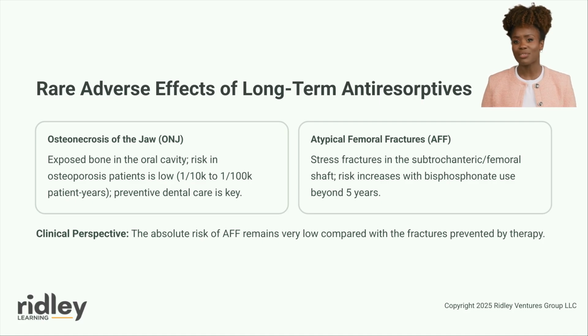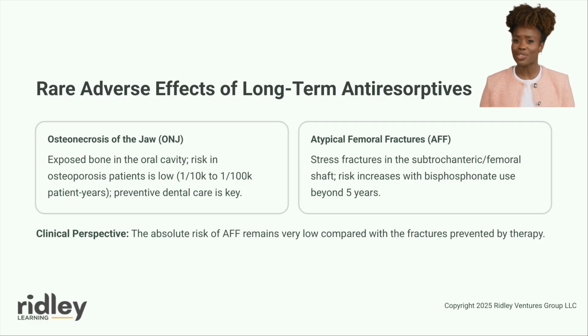Rare but serious adverse effects associated with long-term anti-resorptive therapy include osteonecrosis of the jaw and atypical femoral fractures. Osteonecrosis of the jaw involves exposed bone in the oral cavity that fails to heal, occurring most commonly following dental extraction or other invasive dental procedures. The risk in osteoporosis patients receiving standard anti-resorptive doses is estimated at 1 per 10,000 to 1 per 100,000 patient years. This is substantially lower than in cancer patients receiving high-dose therapy. Preventive dental care and completion of needed dental work before initiating anti-resorptive therapy can reduce this risk.